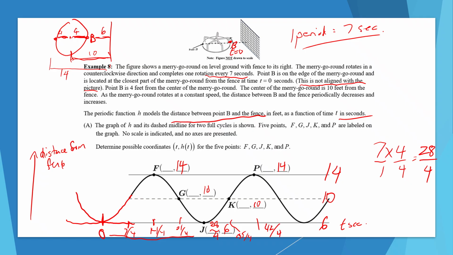So let's fill in our x values here. So this is 14 over 4, 21 over 4, 28 over 4, 35 over 4, and then finally 42 over 4. And those should be our answer to part A.